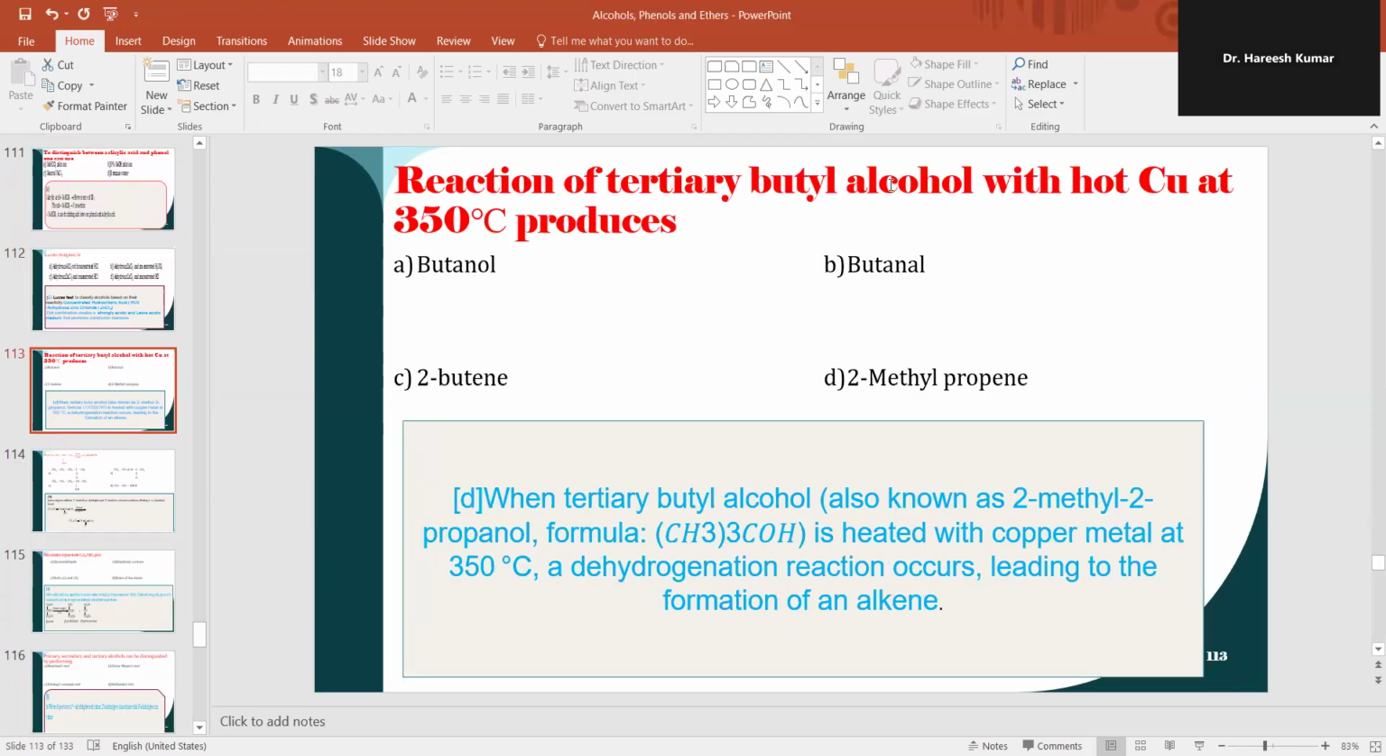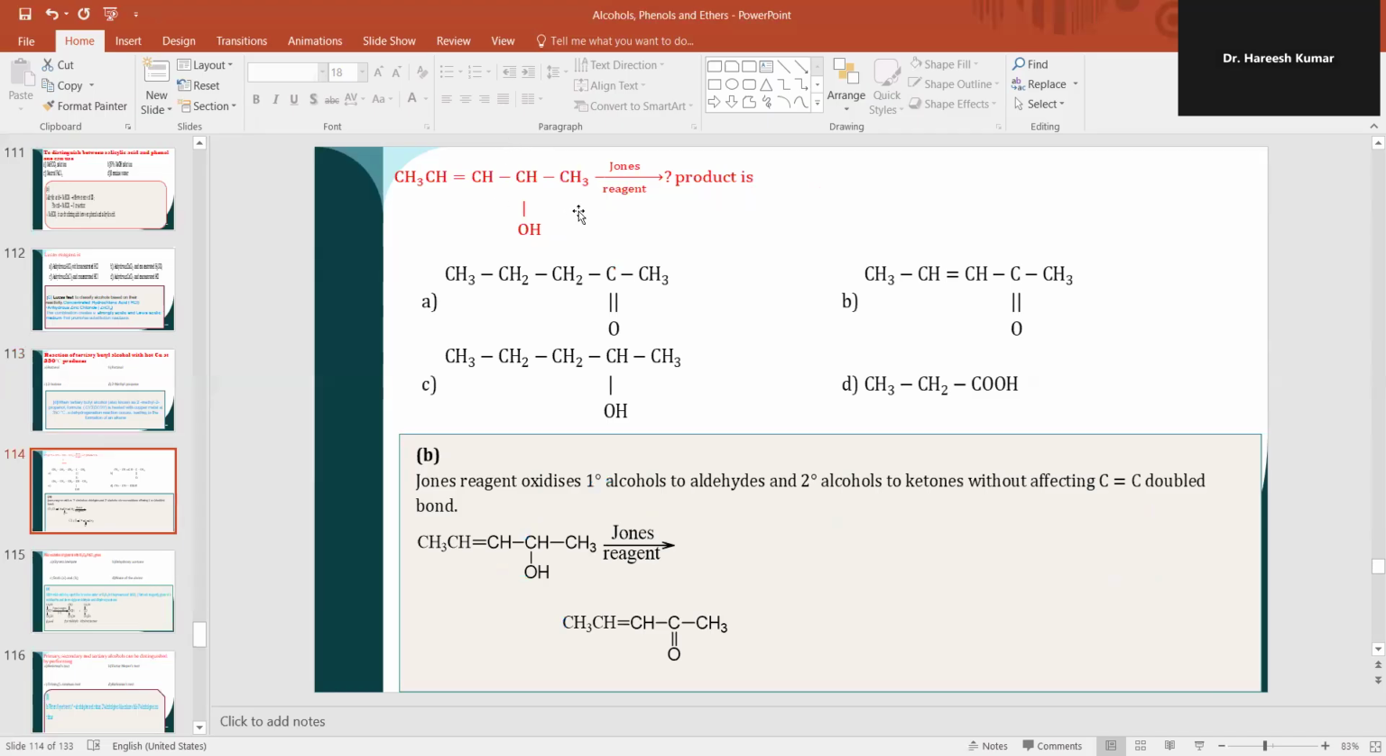So reaction of tertiary butyl alcohol with hot copper at 350 degrees centigrade produces an alkene. Why? Because the copper makes the alcohol undergo dehydration, and this is the product. 2-methylpropene will be the product. Then here Jones reagent, it's an oxidizing agent and makes this alcohol into ketone. This will be the product.